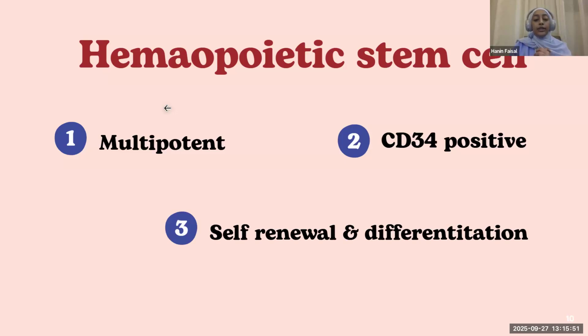So again, how do you know this is a stem cell? You have three things: multipotent, self-renewal and differentiation, and the most important thing, which is CD34 positive. So a question might come in the exam asking what the features of a hematopoietic stem cell are. And the options can be, for example, totipotent and CD34 positive, multipotent CD34 positive, pluripotent CD34 negative. So it's multipotent and CD34 positive.